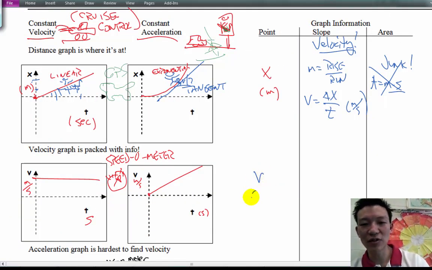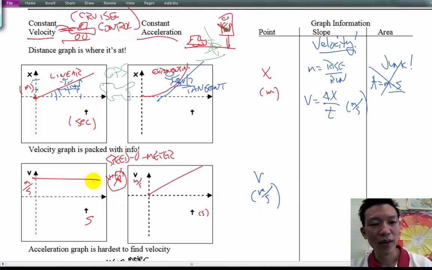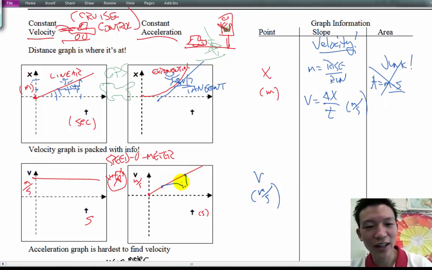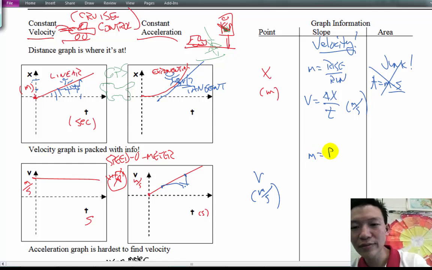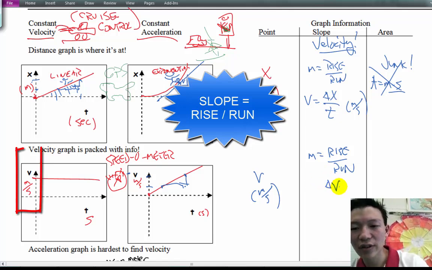Let's look next at the velocity versus time graph here. And I'll zoom in here and make it a little bit easier to see. Any point on the graph just tells you the velocity. That's the whole point of a velocity time graph. How about the slope? How would you take the slope of this straight line here, right? Again, it's rise over run. Notice what is the rise right here?